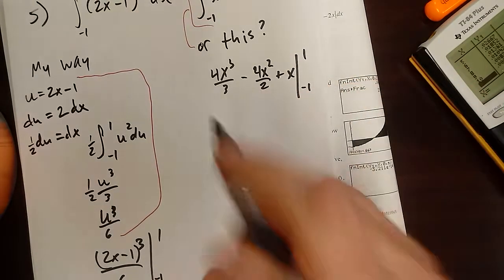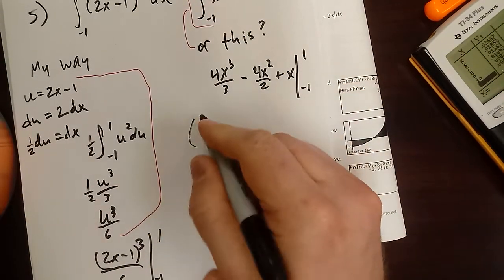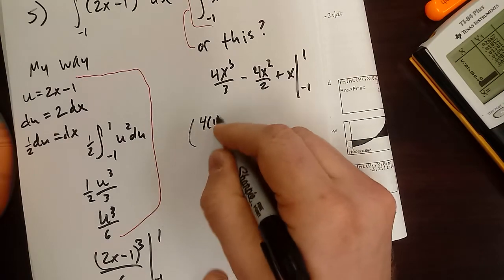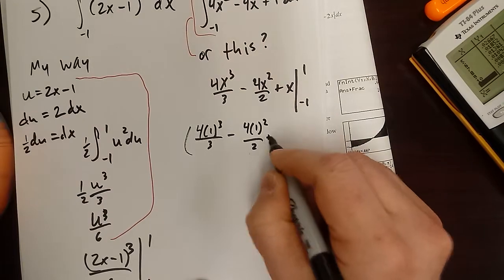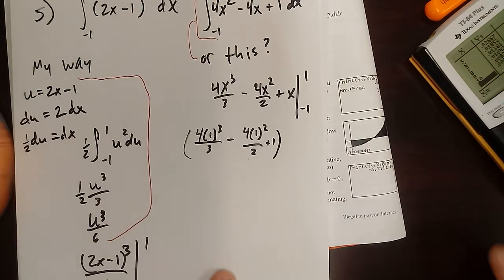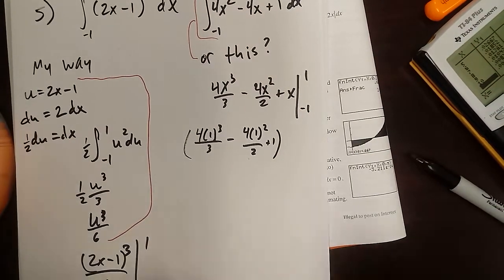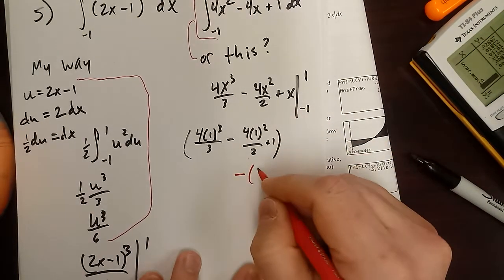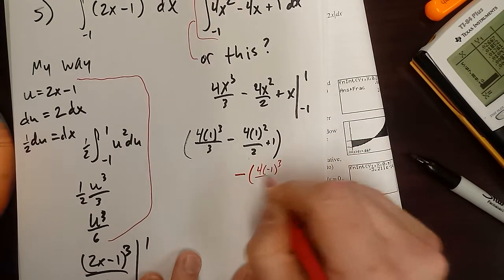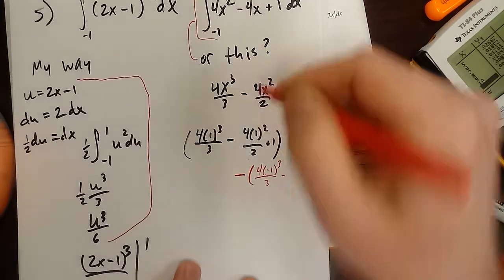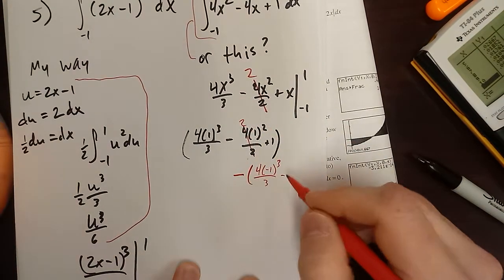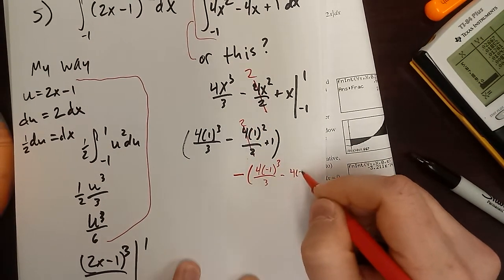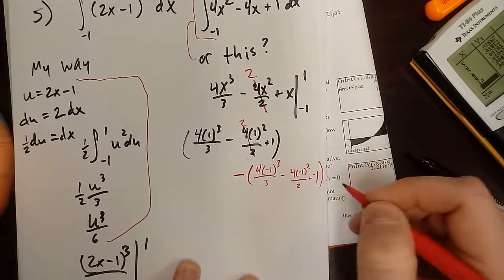So anyway, when I plug in my values, I'll get 4 times 1 cubed over 3 minus 4 times 1 squared over 2 plus 1 minus, somebody did not include enough space here, minus 4 times negative 1 cubed over 3 minus, 4 over 2, I can just write that as 2. That's just a 2. Minus, 4 times negative 1 squared over 2 plus negative 1. All right.